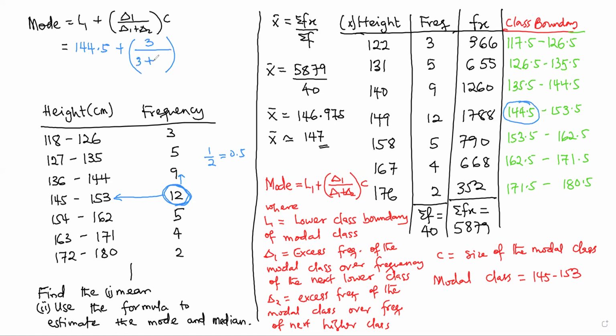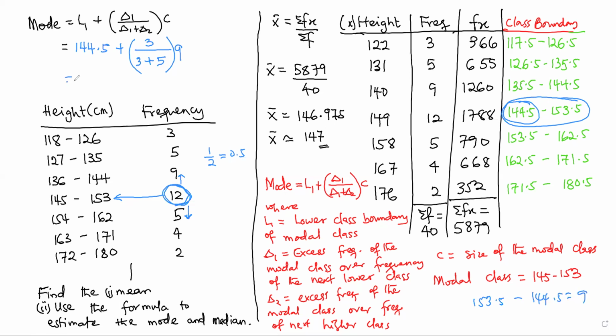Plus changing 2 is 12 minus this 5 because it's the excess frequency of the modal class over the next higher class. So minus this 5. So we have 5 here. Then the class size, if you look at the class boundary over here, okay, you see where the difference gives you the class size. The difference gives you the what? The class size. So the difference is 9. When you take 153.5, okay, minus 144.5, you will get 9.